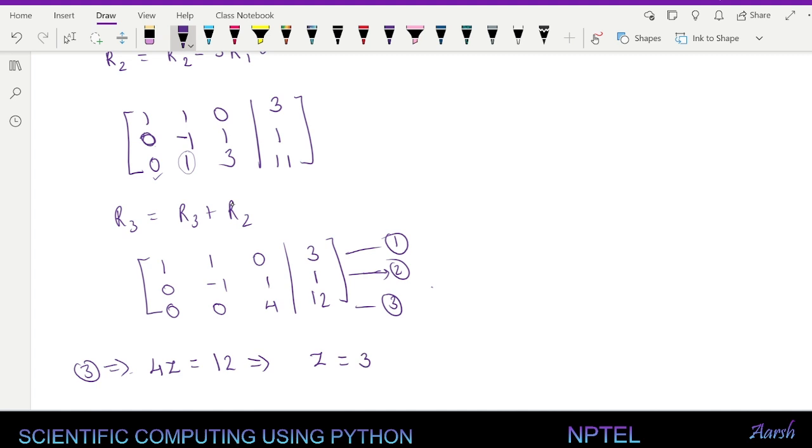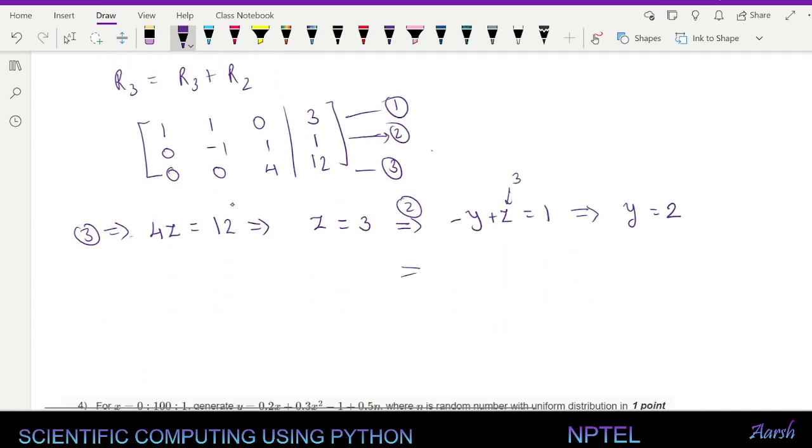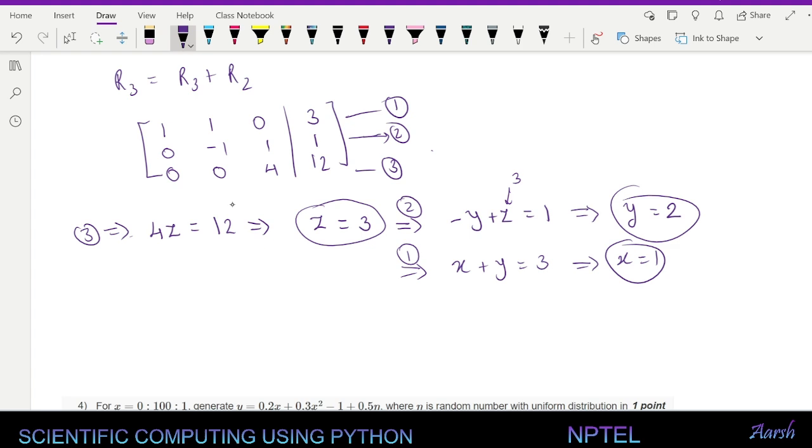So z is equal to 3, which means from 2 we have minus y plus z is equal to 1, and z itself is 3, which means y will be z minus 1, which is 2. So minus 2 plus 3 is 1. And then 1 is saying x plus y is equal to 3, and y is 2, which means x is equal to 1. So there you go. That's our answer. Okay, 1, 2, 3.